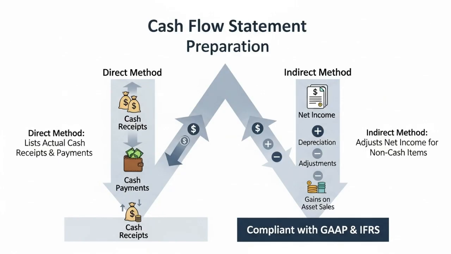When it comes to preparing the cash flow statement, particularly the operating activities section, two primary methods are recognized: the direct method and the indirect method.